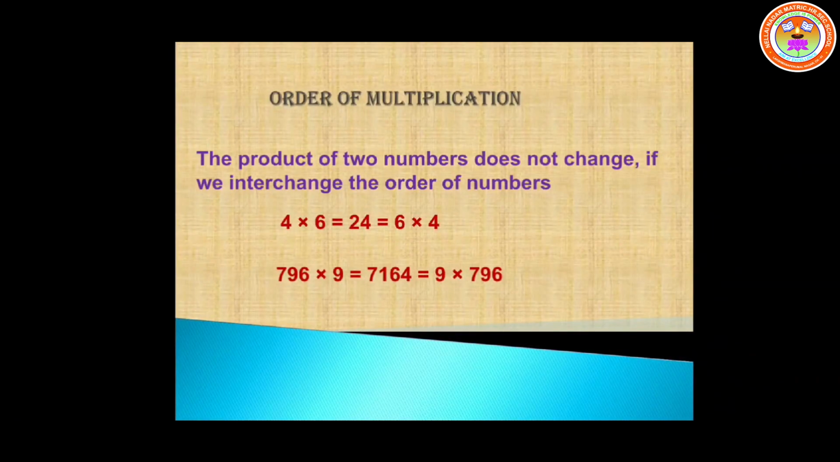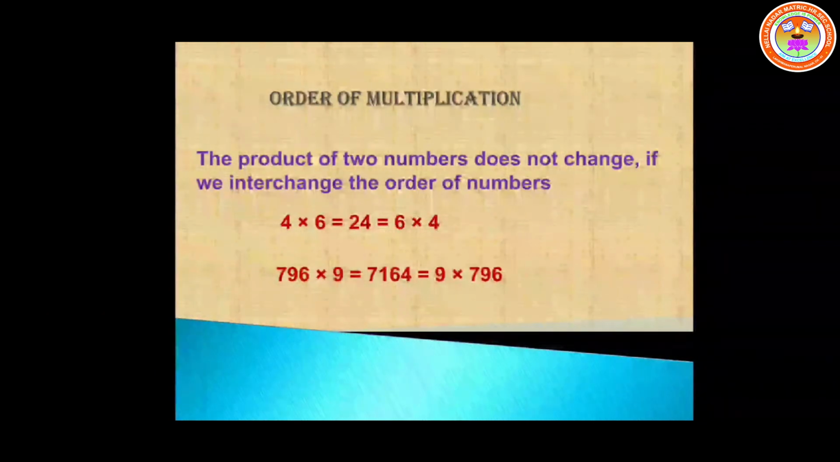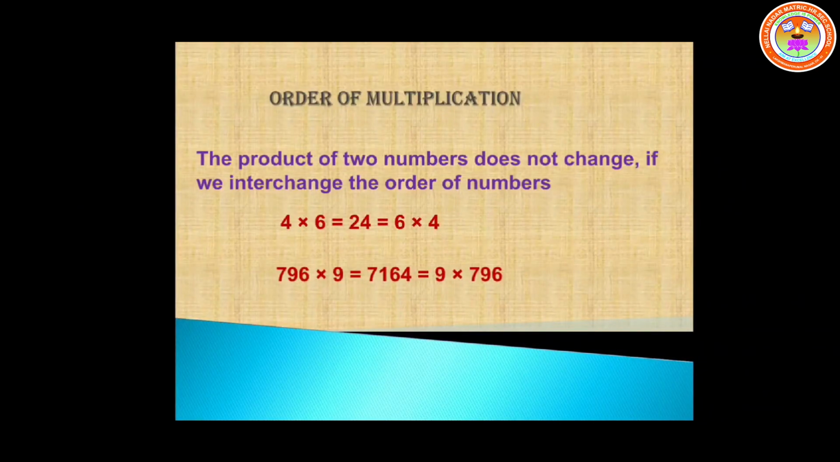Next, 796 into 9. When I multiply 796 into 9, I will get 7164. Now if I change the order as 9 into 796, I get the same answer, 7164. So this is what the order of multiplication says. The product of two numbers does not change if we interchange the order of numbers.